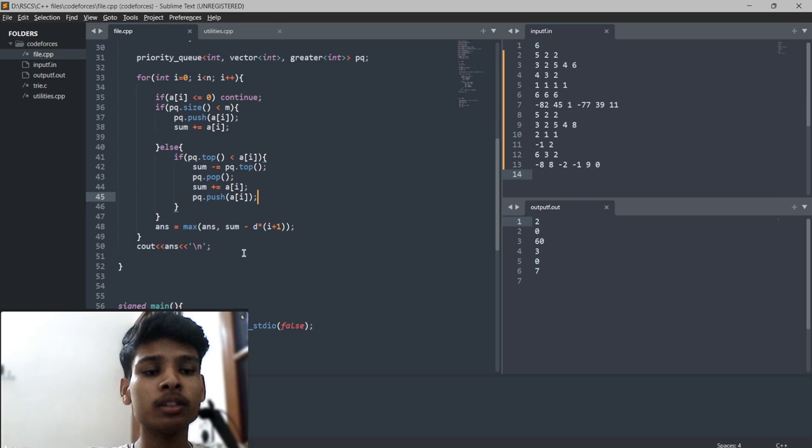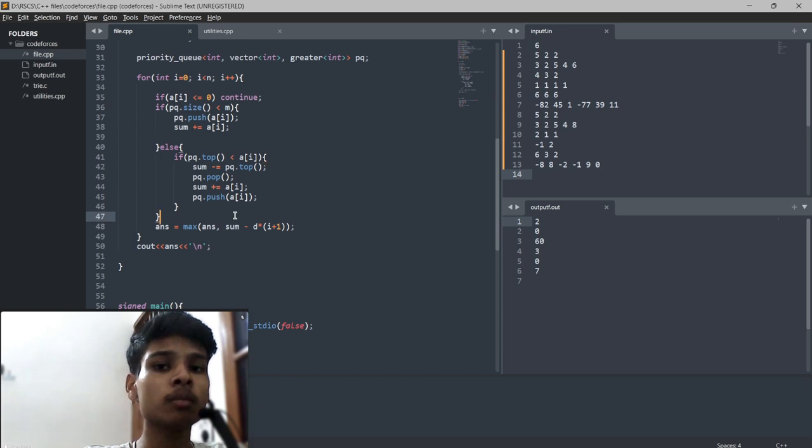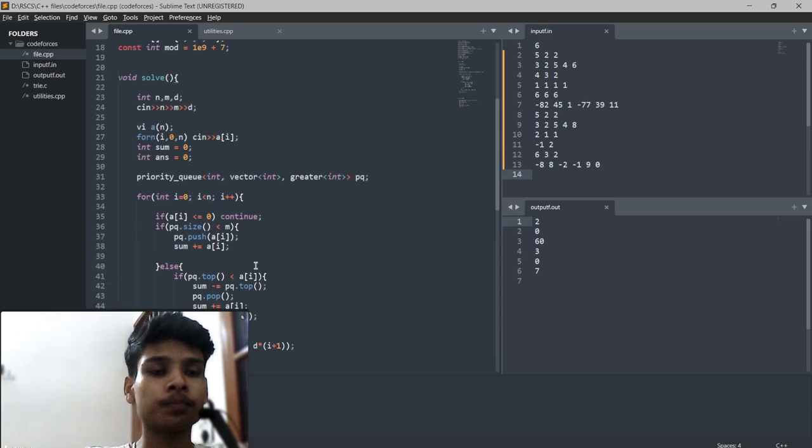Then my answer is always the sum minus d multiplied by (i plus 1). What is the sum containing? The sum contains the maximum sum of the priority queue, which contains all positive numbers and at most m numbers. And i plus 1 is the size up to which I am checking the maximum numbers, and the maximum of all this will be my final answer. So I hope you understand the power of intuition.